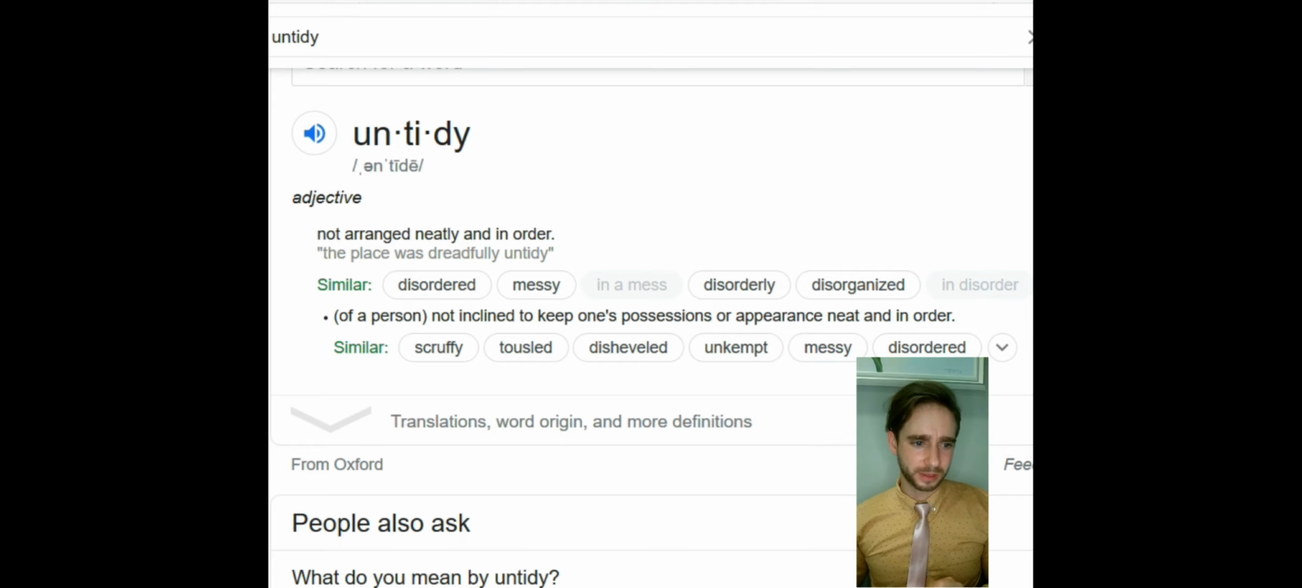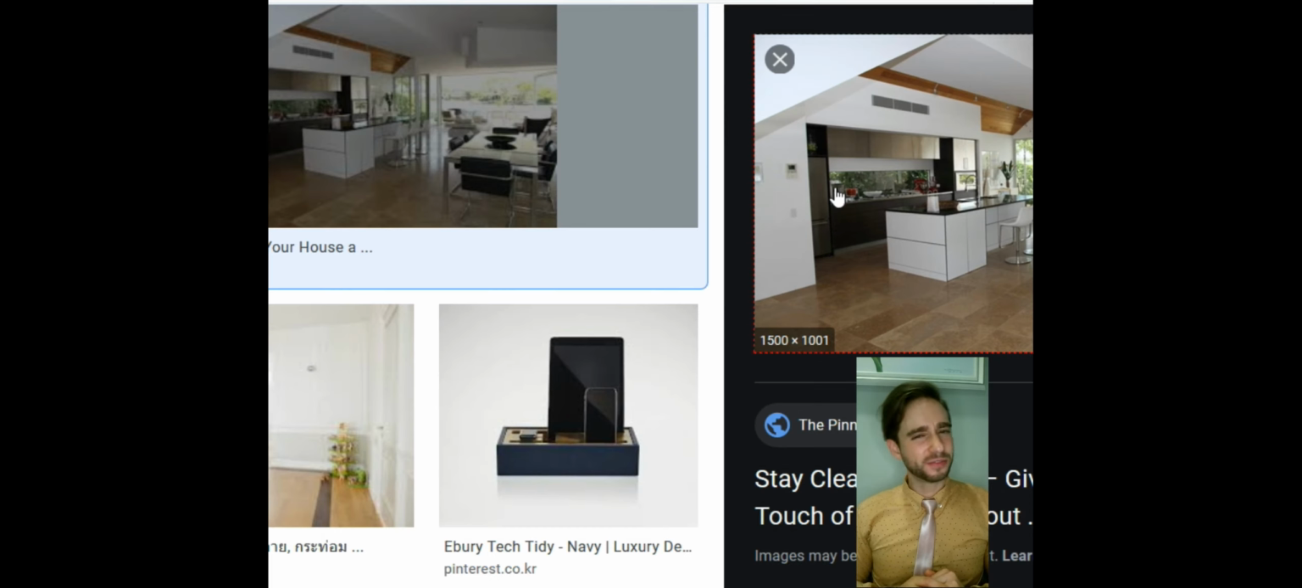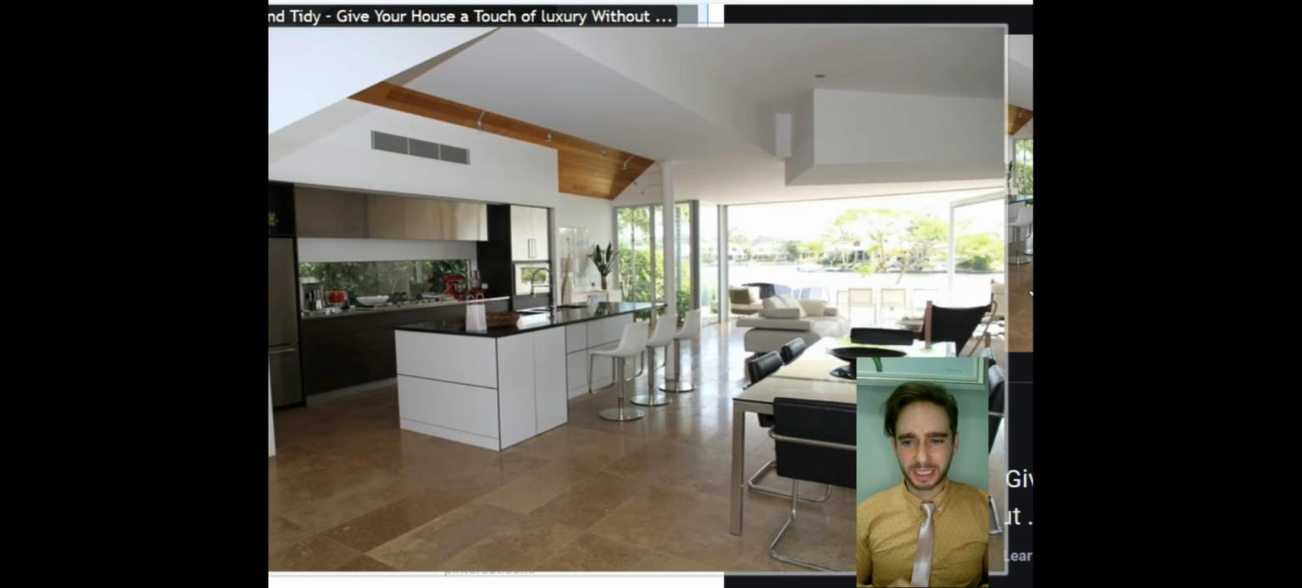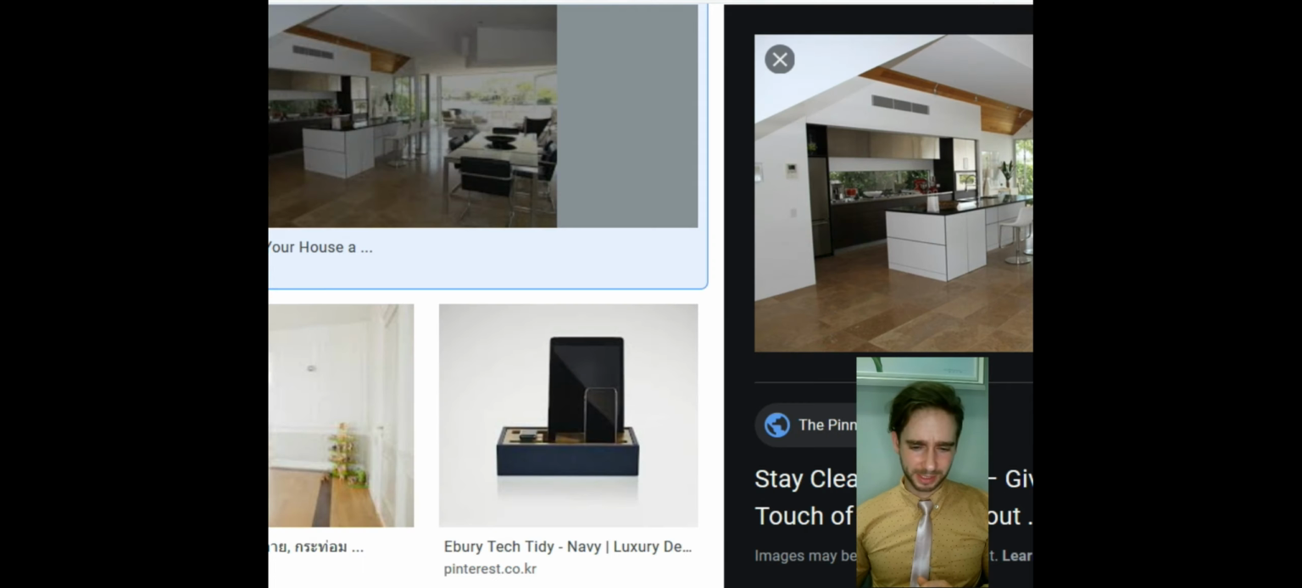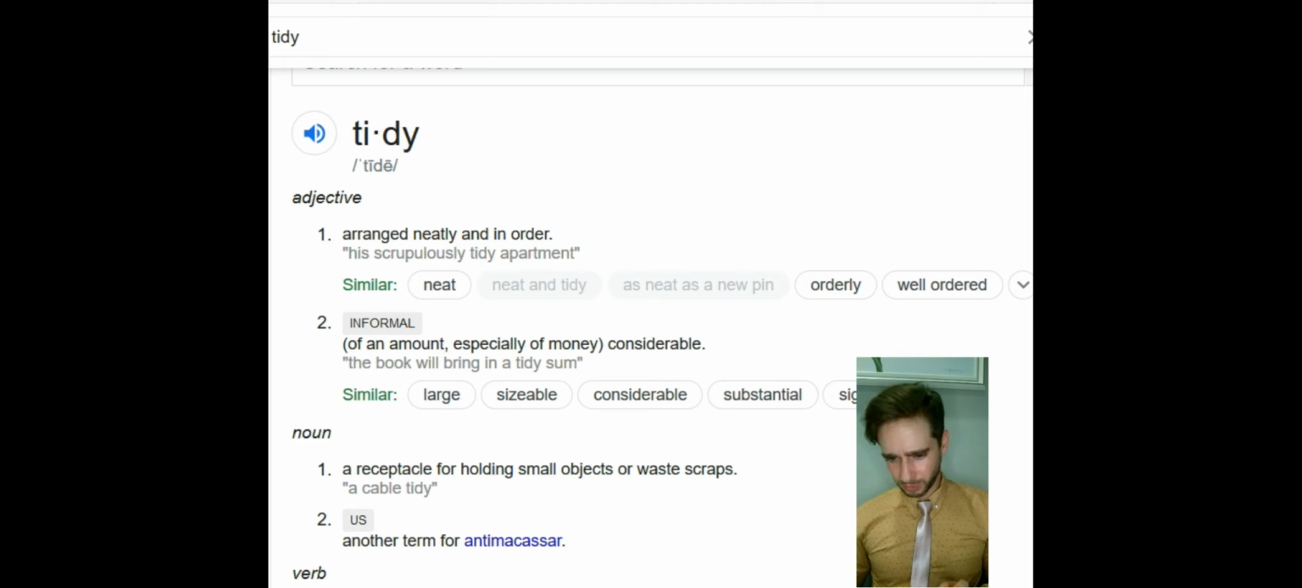So that's pretty much our words to describe places that are not very nice, not very clean. We're now going to look at places that are clean, places that are tidy. Here we've got a nice, beautiful home that we can look at. You can see that the kitchen is nice and clean, the rest of the home looks absolutely beautiful. Everything is nice and tidy. In this case, we're going to say that that home is tidy.